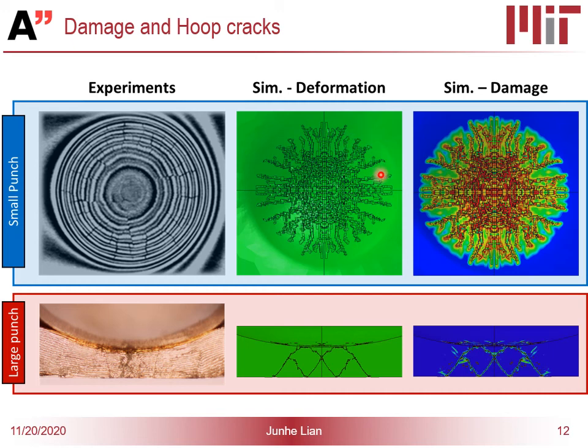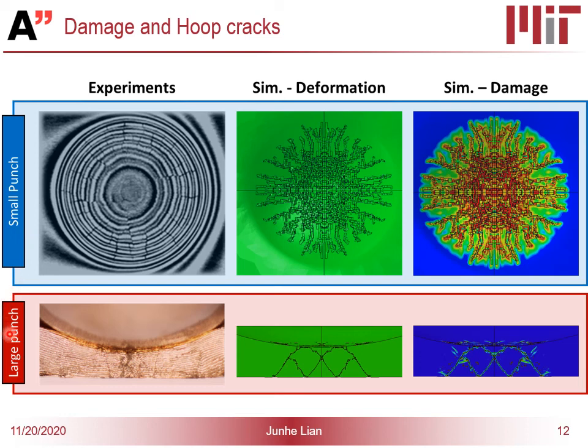This is very similar if you just recall the 3D case, and this is the 2D case, not exactly reflecting what we see from the simulation here. But this is a very good reflection of the hoop cracks already for the small radius, and we didn't see actually a through thickness shear fracture for this small punch.